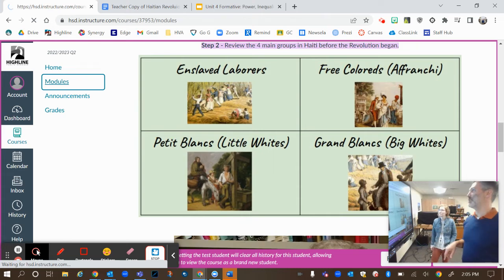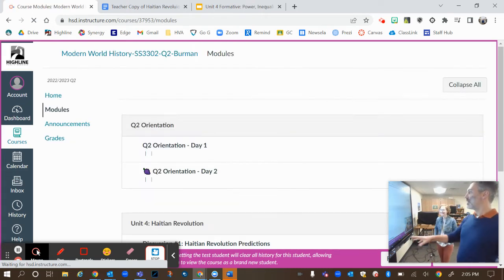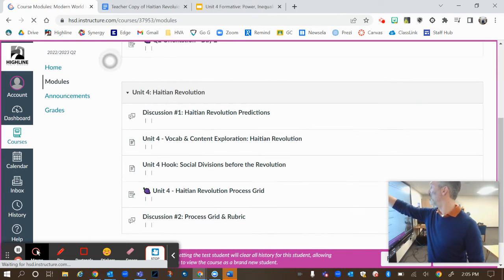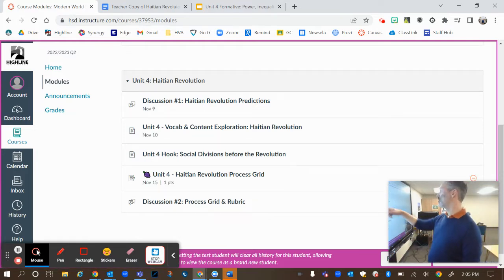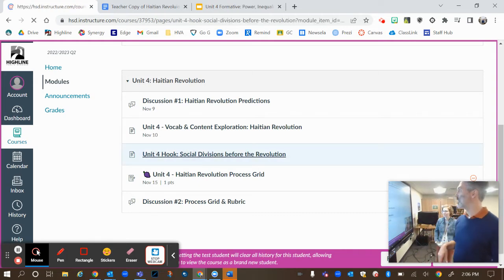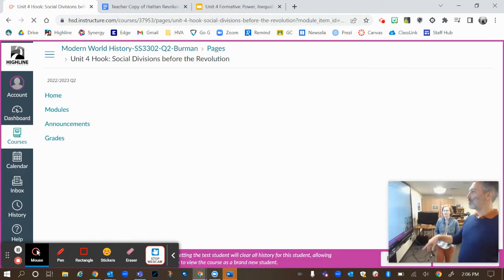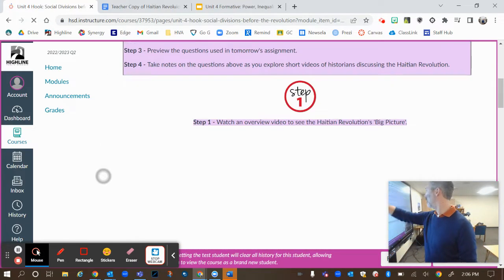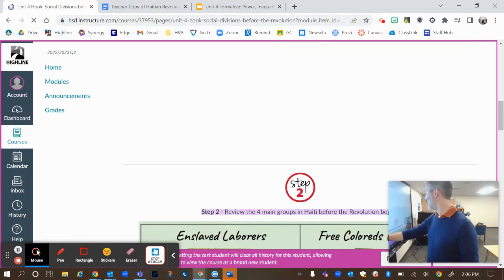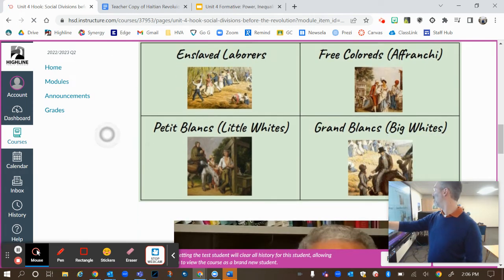So unit overview. We had this kind of complicated unit about the Haitian Revolution, right? There's a lot happening in there. There are these social divisions. There was some new vocab that was complicated. There was this process grid that we're going to get to in a second, too. We wanted to give you a quick overview of it. I'll do this one real quick if you want to talk about the process grid a hot second.